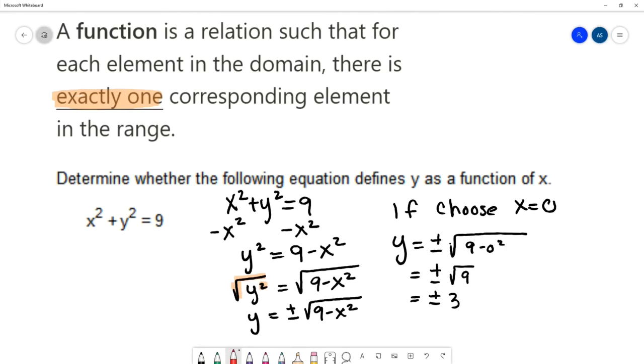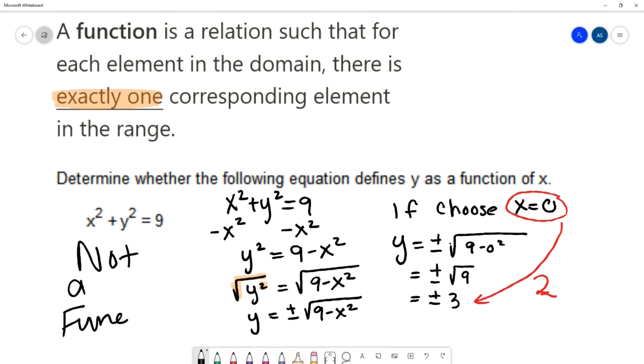So what this shows us is that we have an element in the domain that has two corresponding elements in the range, a positive 3 and a negative 3. So the relation that we have here is not a function, because we can see that it doesn't have this special property of having every element in the domain corresponding to exactly one element in the range.